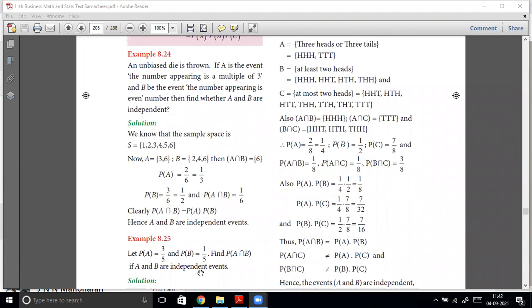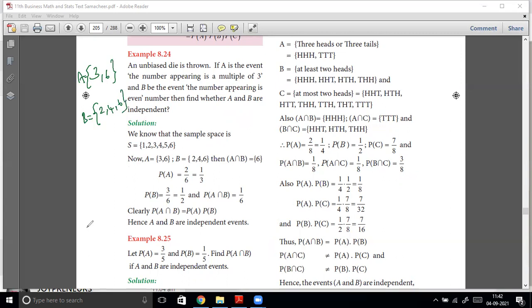Example 8.24 we'll do. An unbiased die is thrown. A is the event that the number appearing is a multiple of 3. So what is a multiple of 3? 3 will occur, 6 will occur. So A is outcomes 3 and 6. B is the event that the number appearing is even: 2, 4, 6.